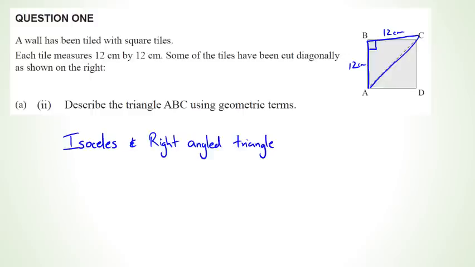You kind of need both, guys, here. You need to actually say isosceles and you need to say that it's a right angle triangle to get an achieved grade. Okay, next question.